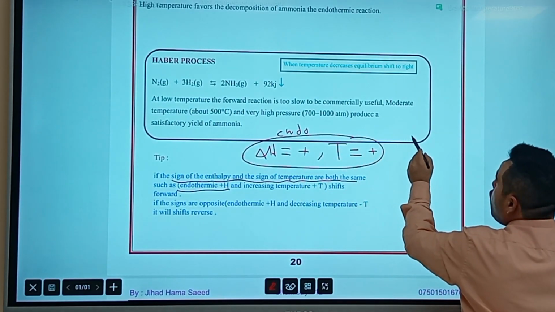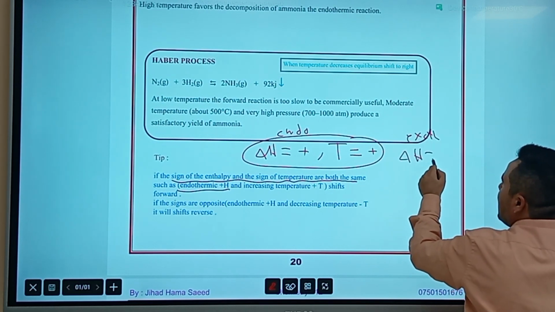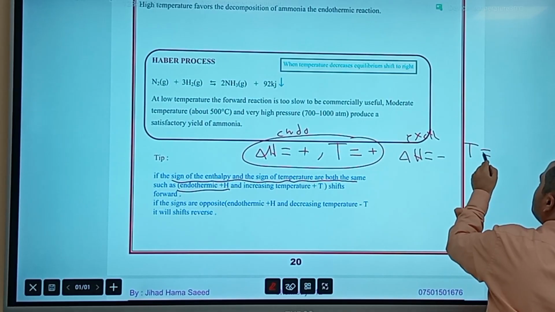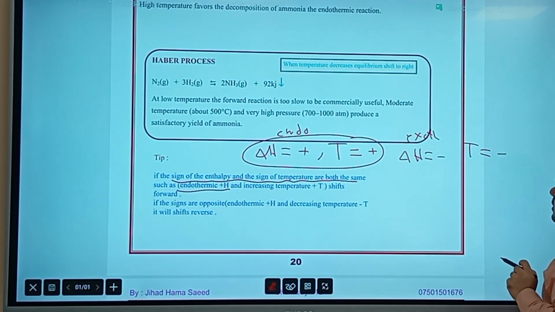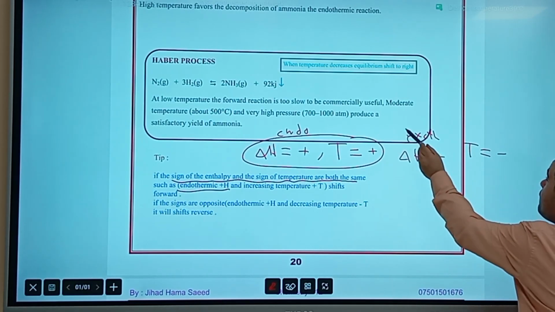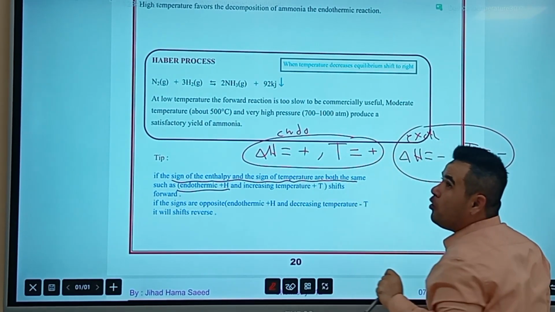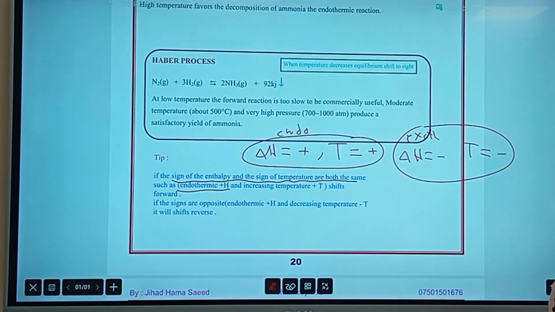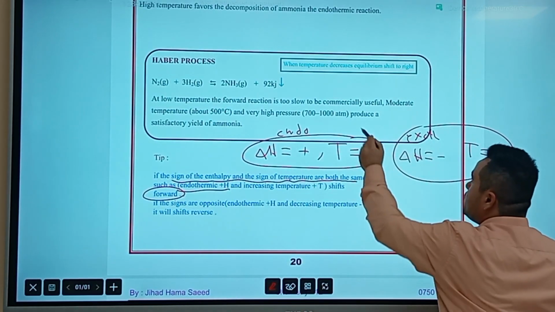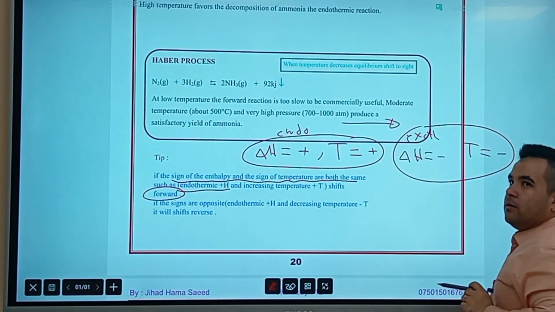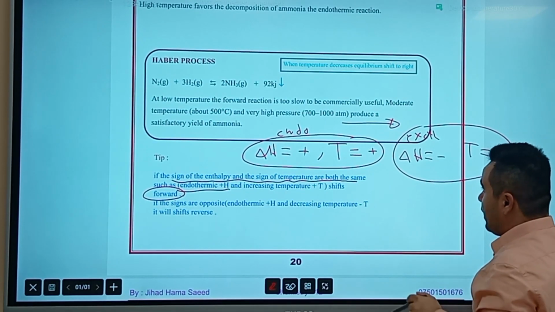Or for exothermic, delta H is negative, and decreasing temperature is negative as well. Decreasing is represented by a negative sign. So if the sign of the temperature and enthalpy are equal, the shift is always in the forward direction. In these two cases, the shift in equilibrium always goes to the forward.